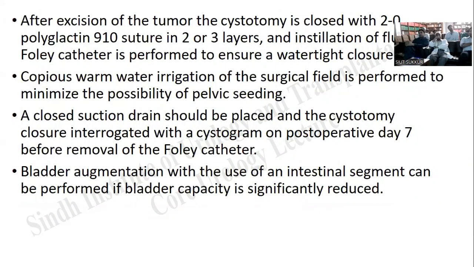After excision of the tumor, the cystotomy is closed with 2 absorbable sutures in 2 or 3 layers, and insertion of fluid through the Foley catheter is performed to ensure a watertight closure. Copious warm water irrigation of the surgical field is performed to minimize the possibility of pelvic seeding. A closed suction drain should be placed and the cystotomy closure integrity assessed with a cystogram on postoperative day 7 before the removal of the Foley catheter. Bladder augmentation with the use of an intestinal segment can be performed if bladder capacity is significantly reduced.